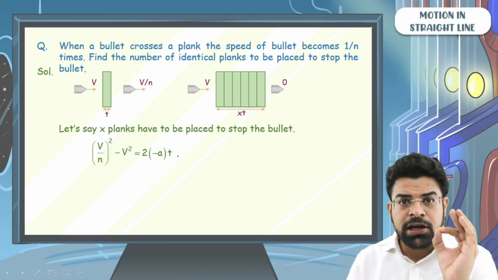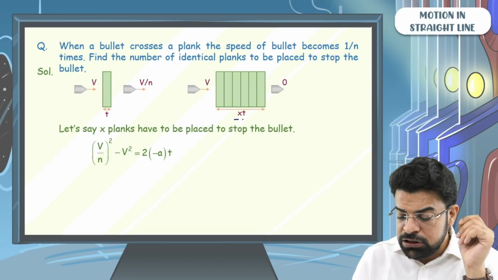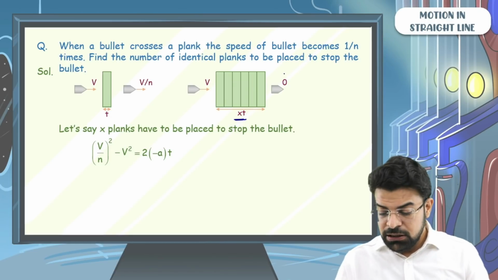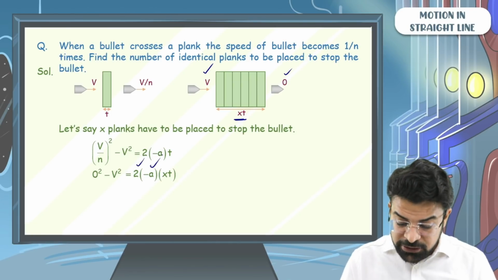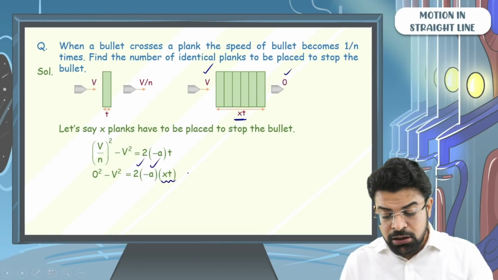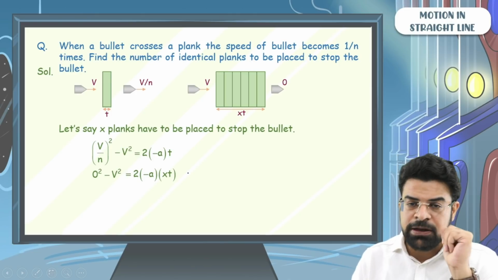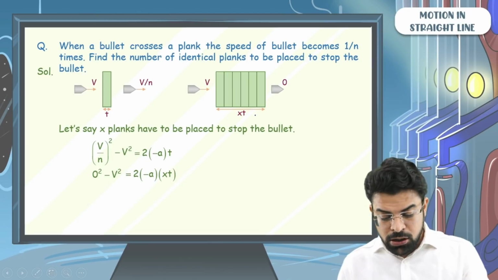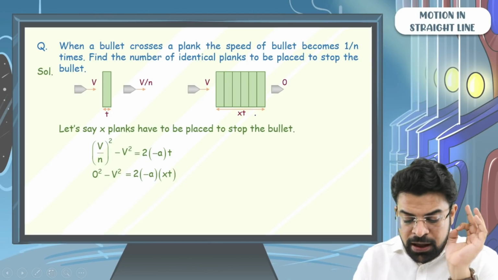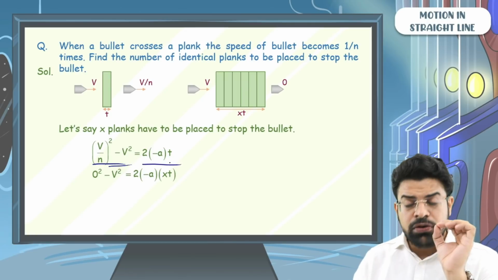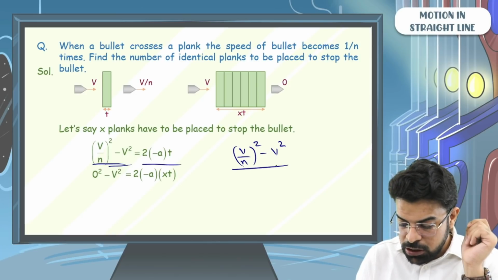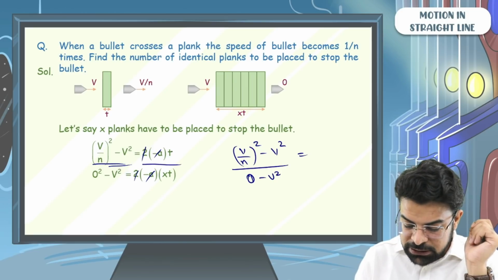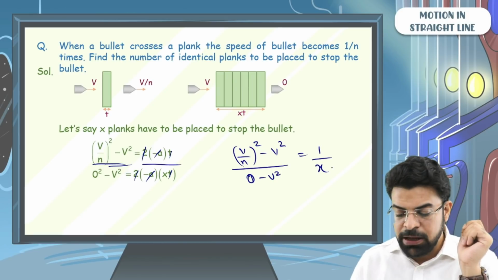Now make the third equation of motion again for the combination of x planks. So you will say the final velocity square minus initial velocity square equals 2 times acceleration, which is minus a, times displacement, and here the bullet crosses the combination of x planks. So the displacement is xt. Once this is done, game over. Now all you have to do is divide both sides. When you divide both sides, on the left hand side you get v by n whole square minus v square upon 0 minus v square equals, cancel out 2, 2, minus a, t, and on the right hand side you get 1 by x.